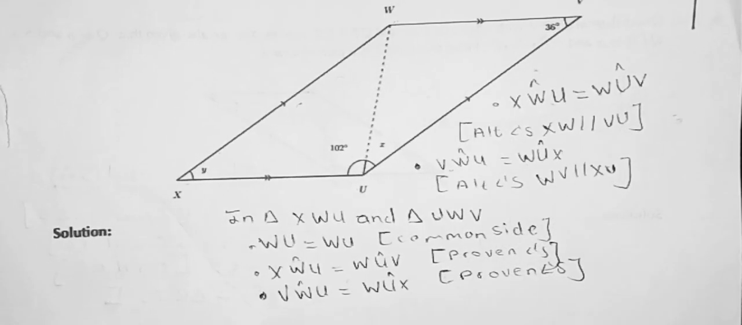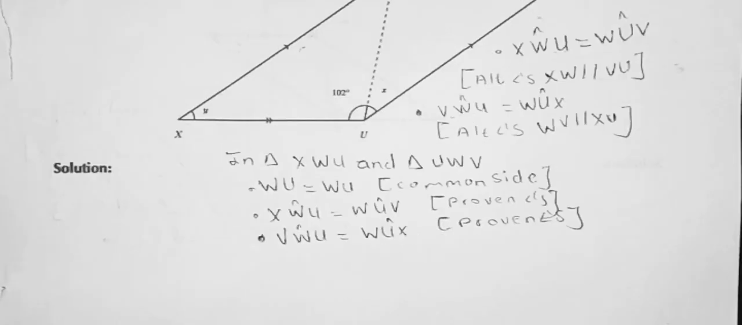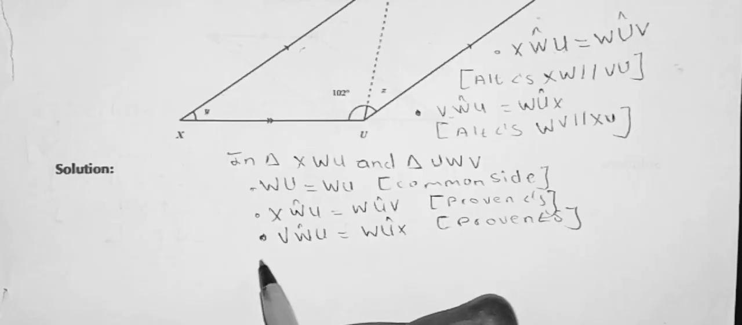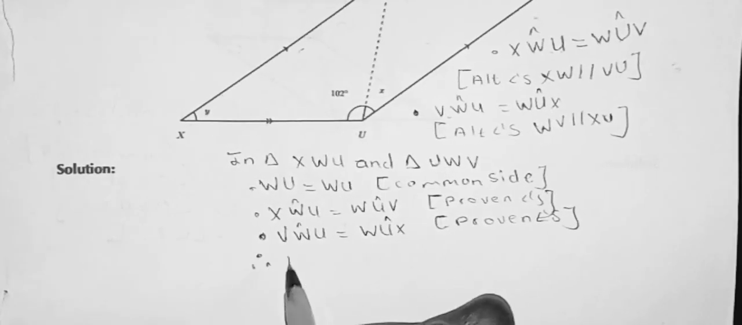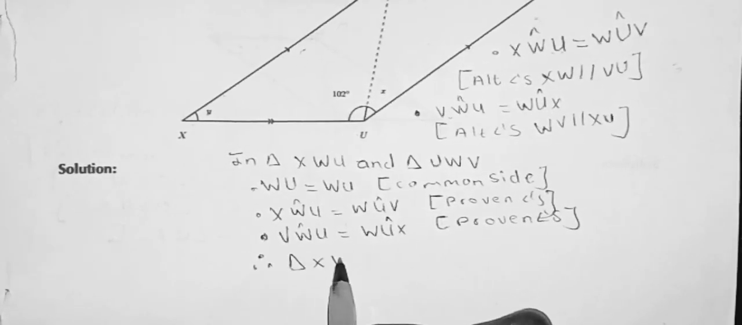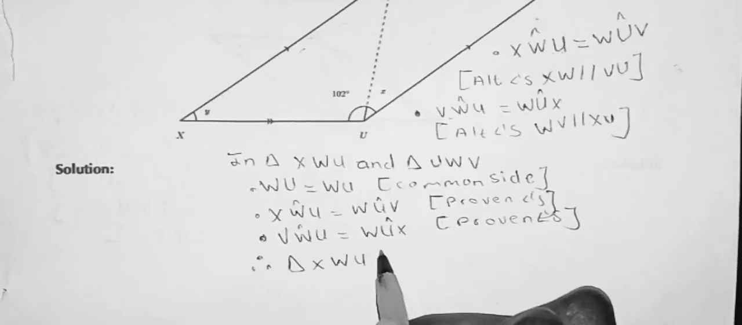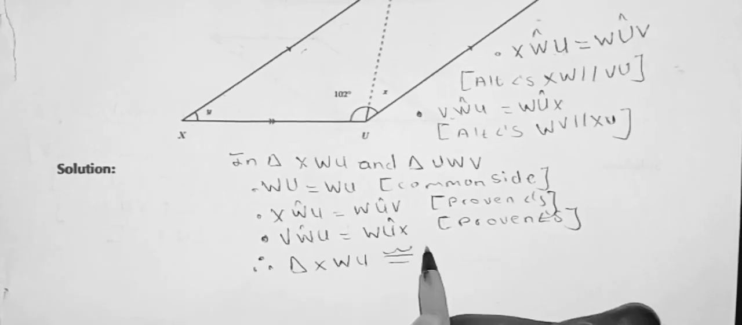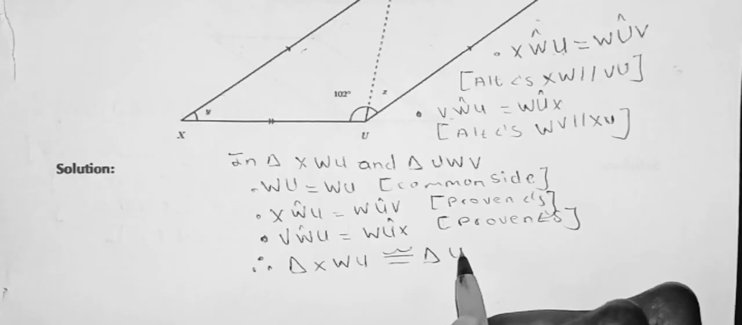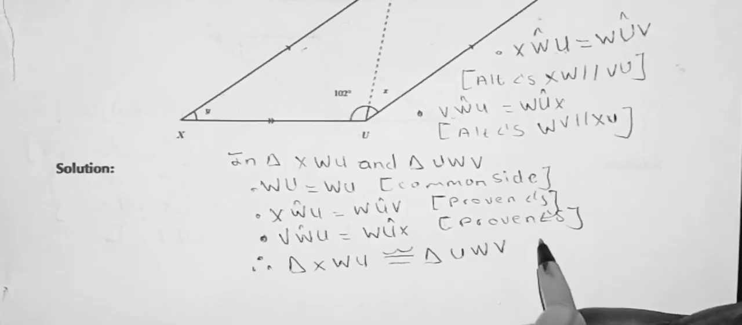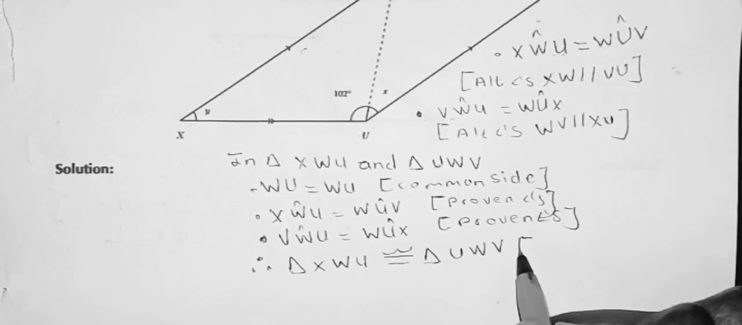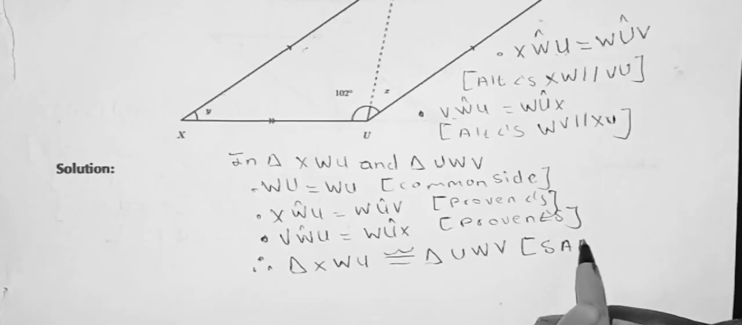So we're done. Therefore, triangle XWU is congruent to triangle UWV. Reason will be side angle.